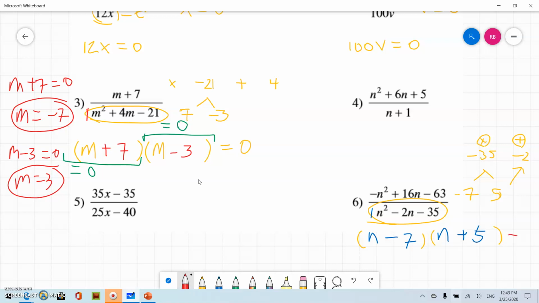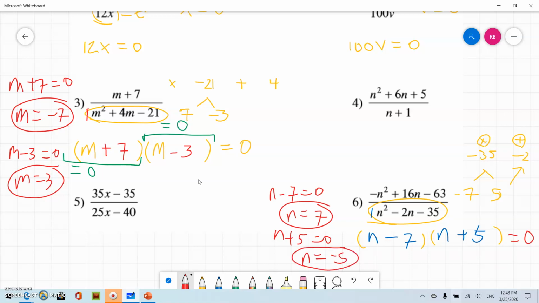Again, we set them equal to 0, so n minus 7 equal to 0, so n is equal to 7, and n plus 5 is equal to 0, so n is equal to negative 5. So there are two values as well. Number 4 then is you set whatever is in the denominator equal to 0. So we solve n by subtracting 1. So n is equal to negative 1.